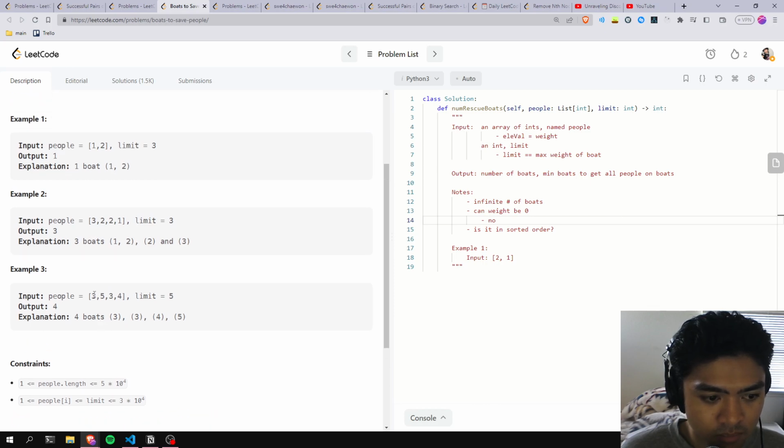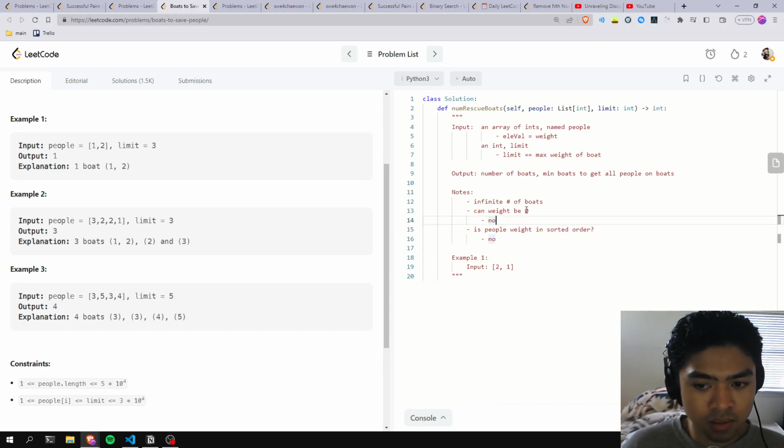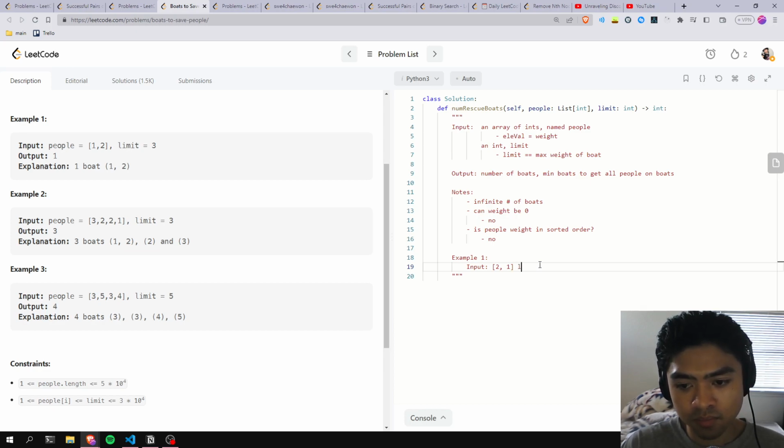So no, it's not in sorted order, and that's a good thing to note. Okay, so the input is 2 and 1, and the limit is equal to 2.